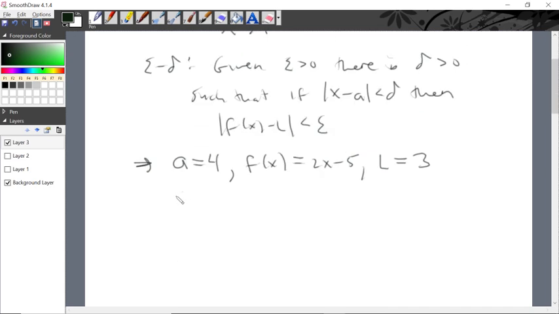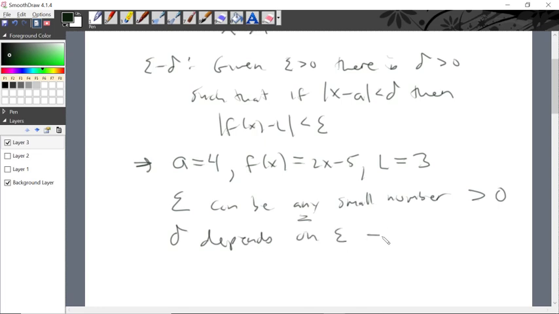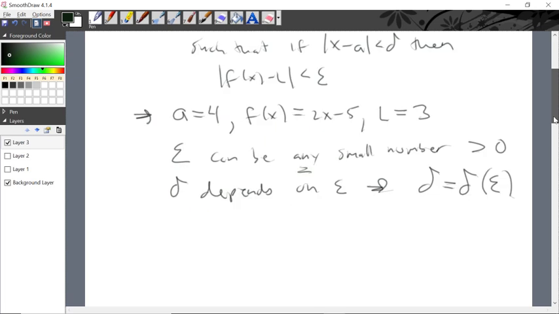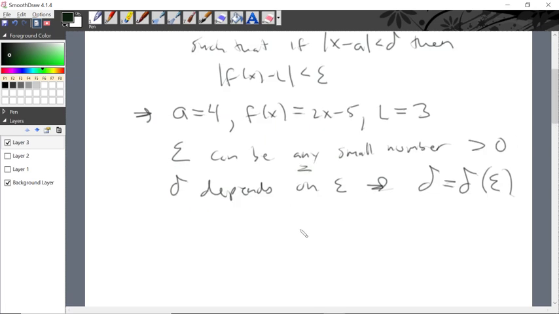Okay, so epsilon can be any number. It's probably a small number. Any small number that is greater than 0. And delta depends on epsilon. That is, the delta we find now will be a function of epsilon. Okay? And we have to allow epsilon to be anything it wants to be.